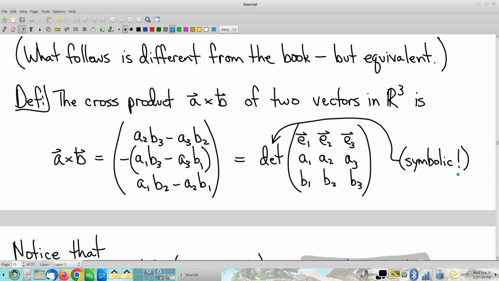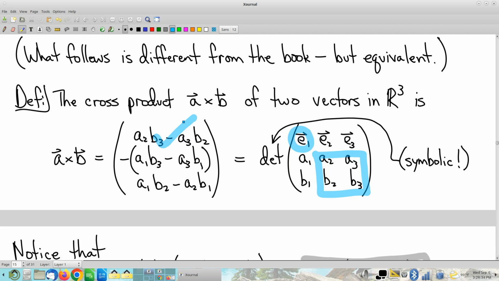I'll make a quick observation while I'm here. Let's see how this formula produces the formula on the left. Let's get started taking the symbolic determinant. Top left, multiply by the determinant of the submatrix. Notice I get A2B3 minus A3B2, all multiplied by the E1 vector, which puts the correct entry in the first entry of the cross product.